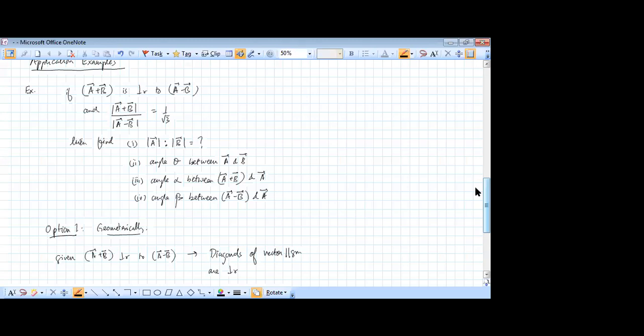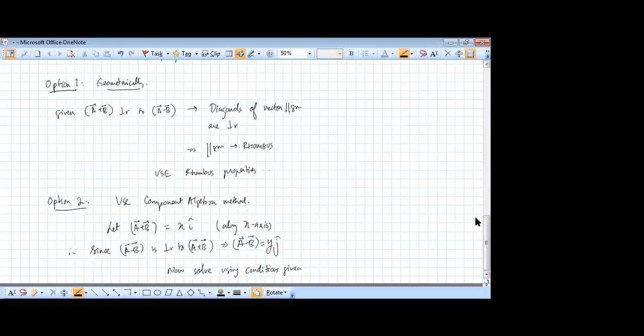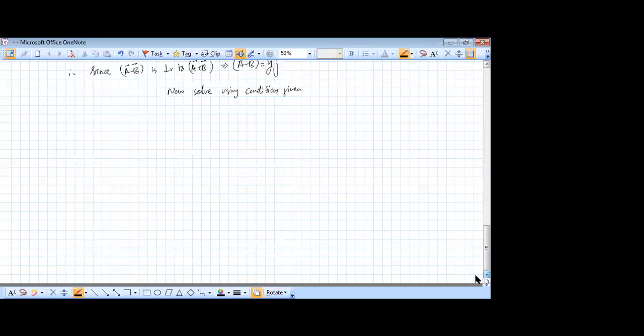Yeah, Kanishk, answer is correct now for you. Tulsi, Rohini, unfortunately, it's not correct yet. So anyway, let me illustrate the first method of solving, the geometrical method. Then I will come back to the component algebra method of solving also.